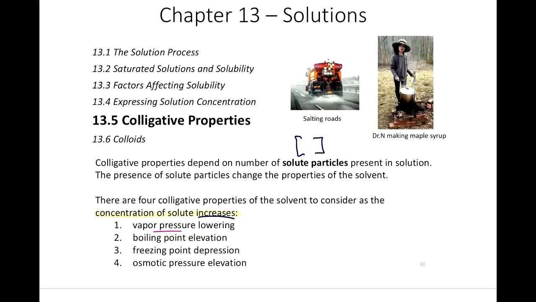This is why we salt the roads in the wintertime. And also, what happens when you dissolve junk in water is that you get changes in osmotic pressure across a semi-permeable membrane. So these properties you have experienced in the past. Salting roads increases the concentration of salt in the water, and so it lowers your freezing point.